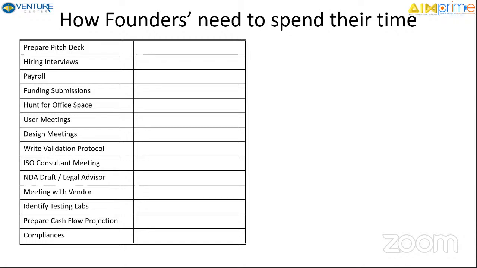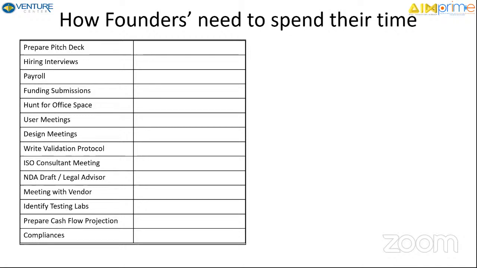You meet with ISO consultants. You're meeting with a legal advisor because you need an NDA. You're meeting with vendors who are going to supply you prototypes or parts. Someday you're identifying testing labs. Another day you may be preparing a cash flow projection and you may be working on some compliances. This is just a sample, okay? I know I have not captured even a fraction of everything that you need to do.